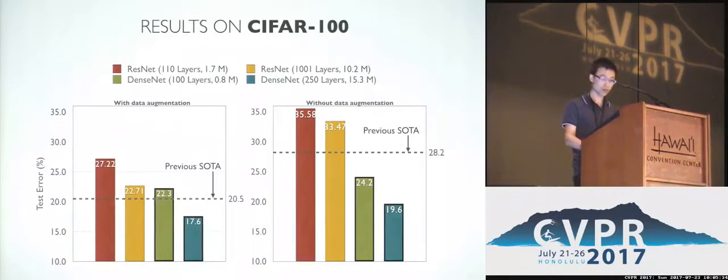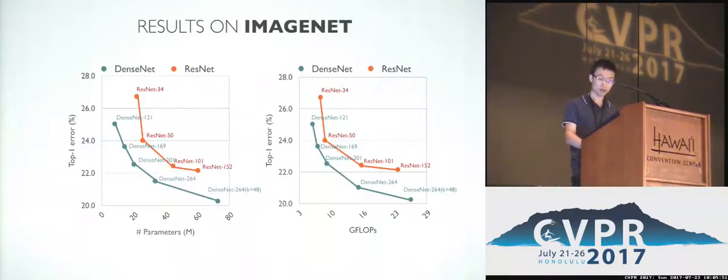On the CIFAR-100 dataset, the trend is quite similar. The small DenseNet is able to get comparable performance as the much larger ResNet, and the larger DenseNet gets state-of-the-art performance. On the large-scale ImageNet classification dataset, DenseNet is able to get similar performance as a ResNet, but using less than half the amount of parameters and about half the amount of computation.